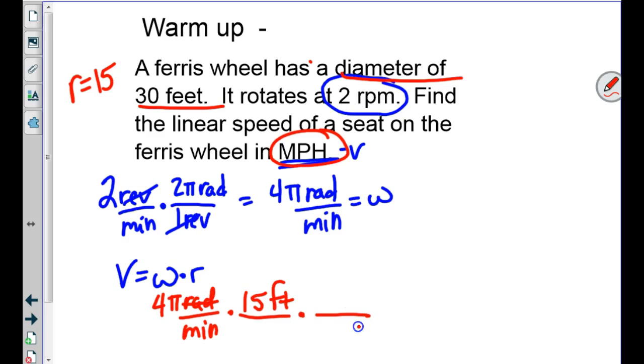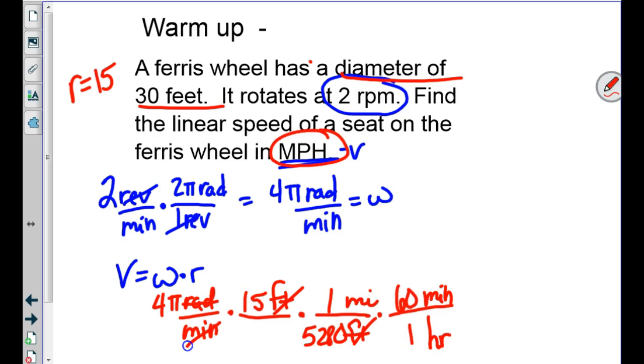Okay, so feet needs to go on the bottom, miles on the top. Kayvon knows 1 mile is 5,280 feet. If I put that question on the quiz, I'd probably put the conversion there too, because some of you don't know that one. Feet cancels. Now we have miles and minutes. We need, yes, minutes needs to go on top. And we need to end up with hours, and 1 hour is 60 minutes. Minutes divides out, okay? So we have all this stuff on the top, and the only thing we have to divide by is the 5280.